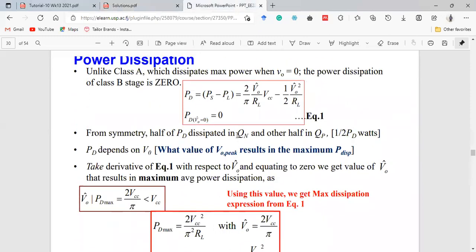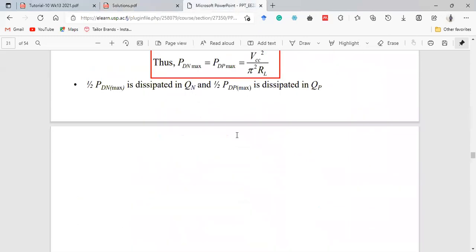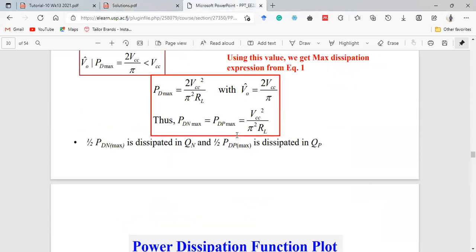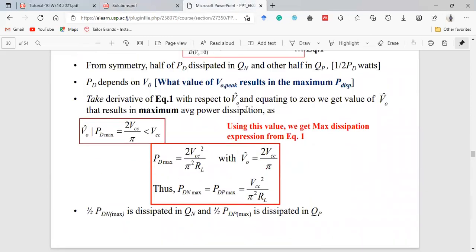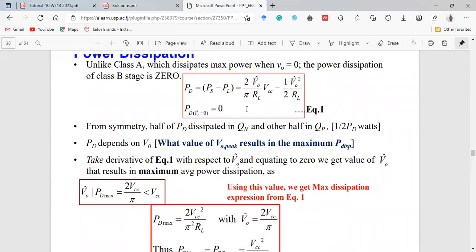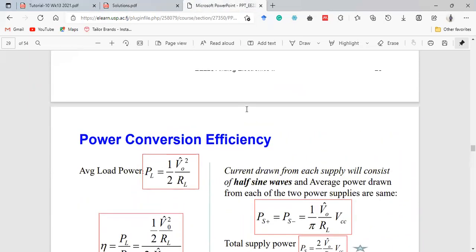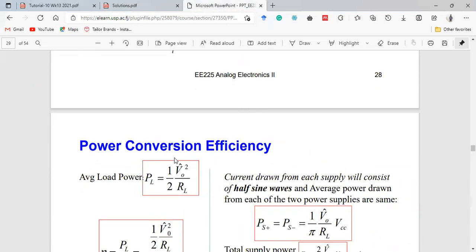You can also get this. It is somewhere in your lecture slide as well. Yeah, right. Load power is basically given by half V out squared divided by RL.